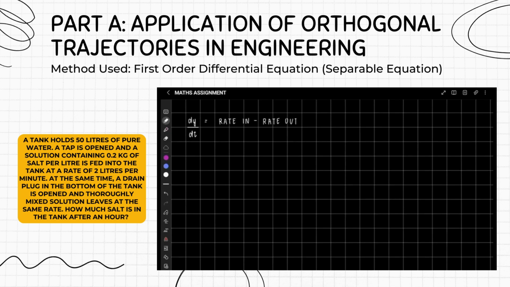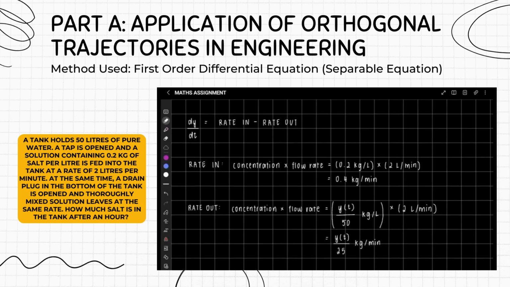Based on the question, we know that dy over dt equals rate in minus rate out. The equation for rate in and rate out is concentration times flow rate, and we just substitute all of the values from the question into the equation below. So we get rate in equals 0.4 kg per minute and rate out equals y(t) over 25 kg per minute.